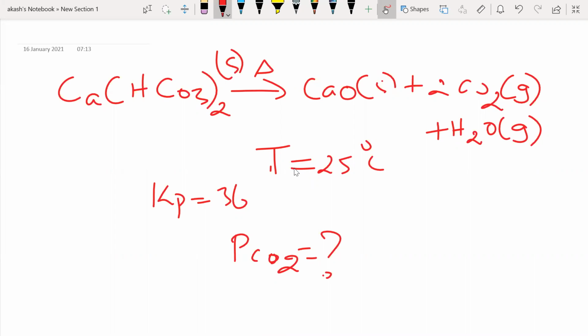Okay, the clue is, hope you remember, I told you a statement regarding active masses of pure solids and pure liquids, right? So whenever you see pure solids or pure liquids, what is the active mass value? 1. Yeah, so basically you don't have to include them in the Kp or Kc equation. You need to put only gases or aqueous solutions.